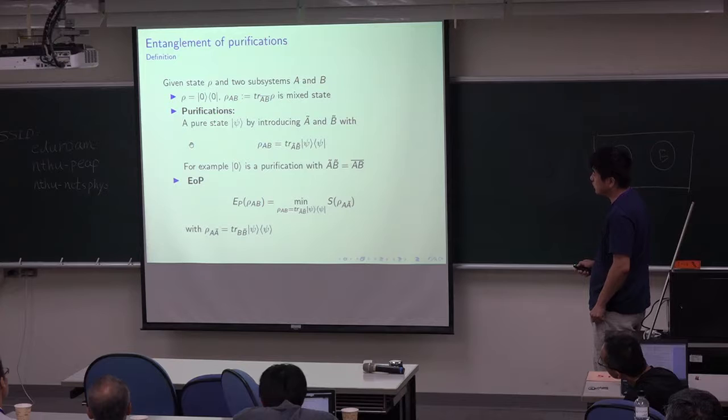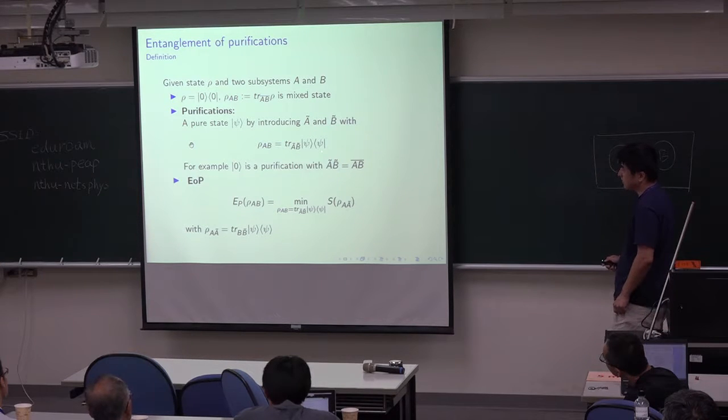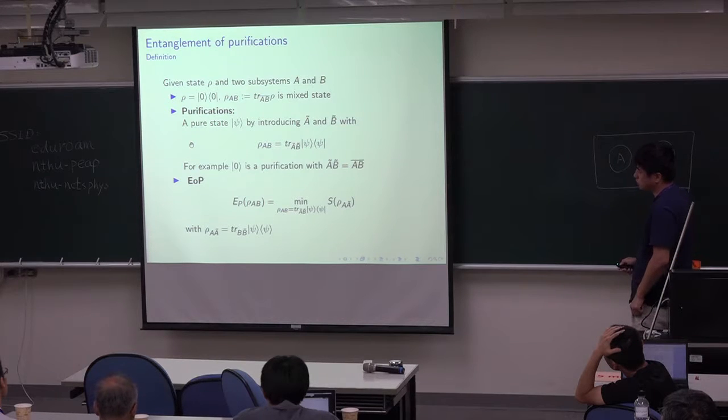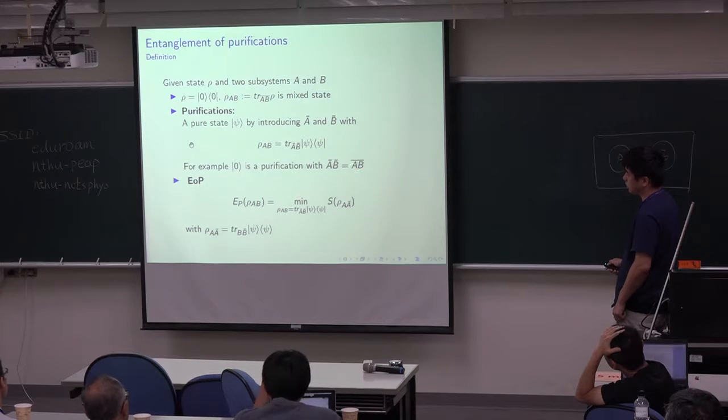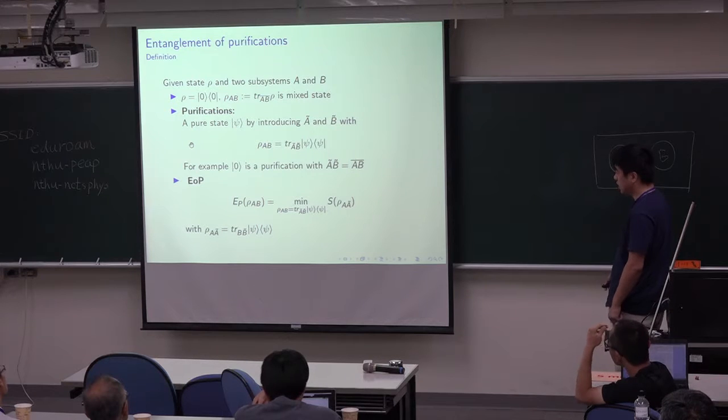Since this is a mixed state, we can always find a pure state by introducing some A2 and B2, such that when we trace over these two, we get the same reduced density matrix of the vacuum. This is very trivial, because if we take A2 and B2 to be the complement of A and B, the vacuum is actually a purification of this rho AB.